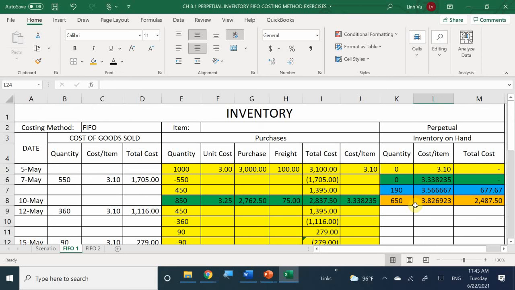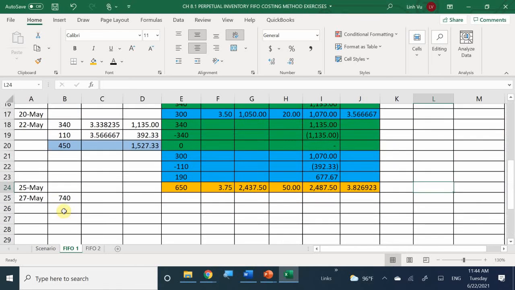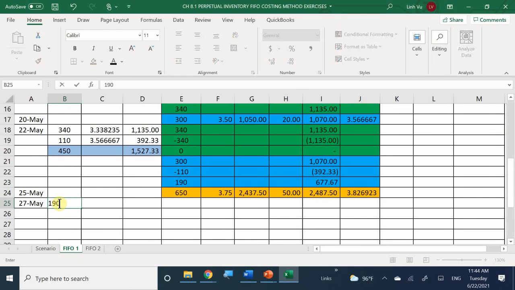So therefore, I'm going to be splitting it up and dipping into both inventories. In this case, I already know my first one. I'm going to take out all of my blue batch of 190. My goal is to get to 740, so I need to subtract that out. Therefore, I'm going to be taking away 550 from my orange batch.